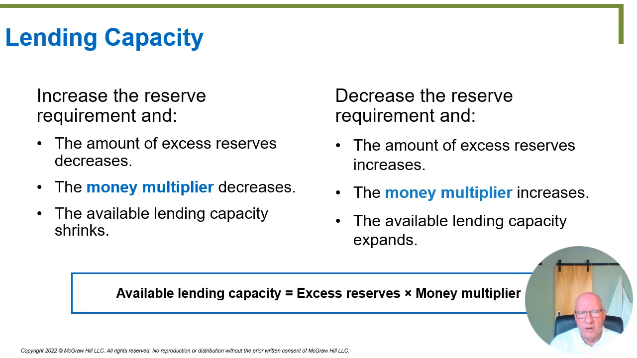Now, why is that important? Because lending capacity is ultimately determined not by the total amount of cash you have in the vault, but by how much of it is excess above the amount that you are legally required to keep in the vault. So let's jump to the very bottom in the little square. We have a formula. Available lending capacity for the entire banking system will be the amount of excess reserves held by all the banks times the money multiplier.